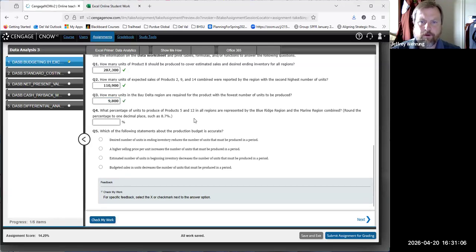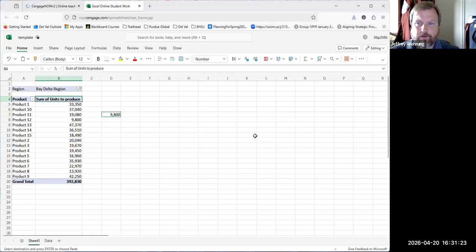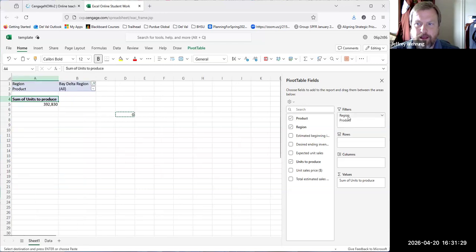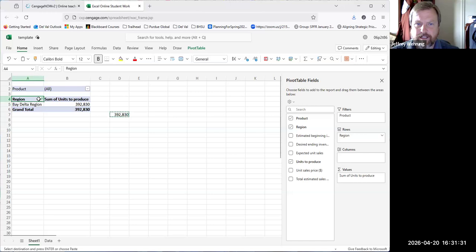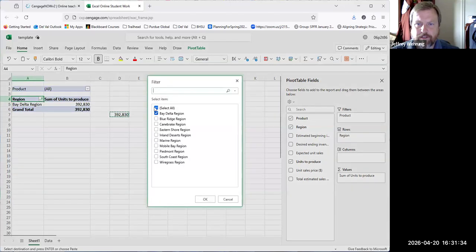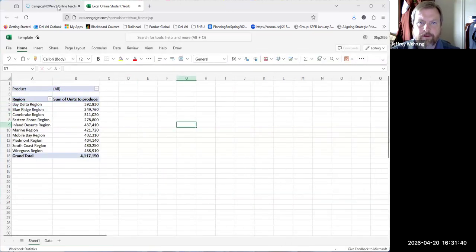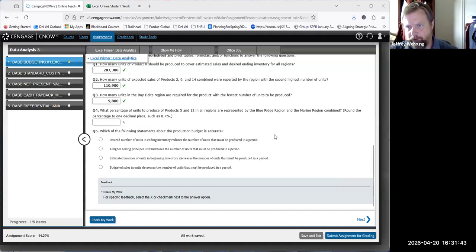Okay, Q4. What percentage of units to produce of products 5 and 12 in all regions are represented by the Blue Ridge region and the Marine region combined? So I want to know, okay, just products 5 and 12, so I can do that as a product filter. So let's start with that. So we put our products back in filter, and I'm going to just put my regions back in here, and you'll see this in a second. So let's add all of my regions, and then let's look at what we want. I want Blue Ridge and Marine as a percentage of all of them.